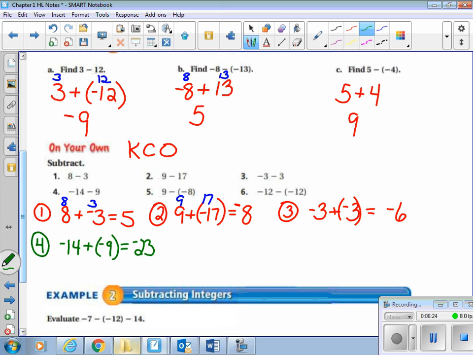In number 5, keep, change, opposite. 9 stays 9. Subtraction to addition. The opposite of negative 8 is positive 8. I add them together. The signs are the same. Add and keep the sign for positive 17. And in number 6, keep, change, opposite. Negative 12 stays as my keep. Change from subtraction to addition. The opposite of negative 12 would be positive 12. I immediately notice that I have a positive and a negative. I have opposites, and when I add those opposites, they always get 0.